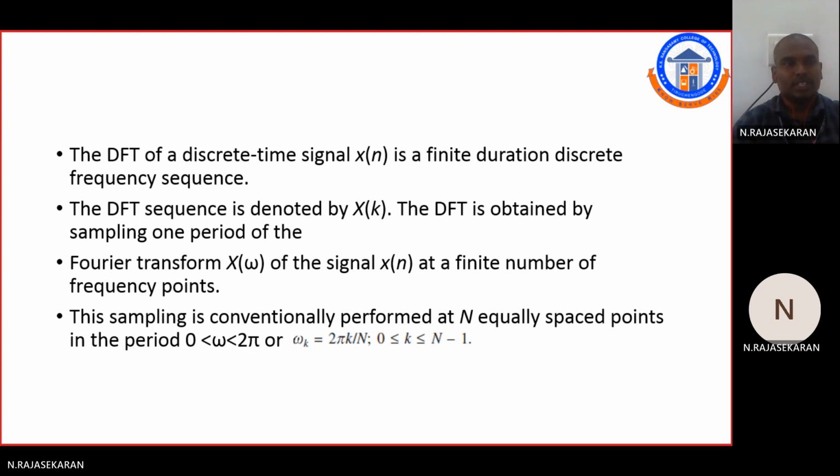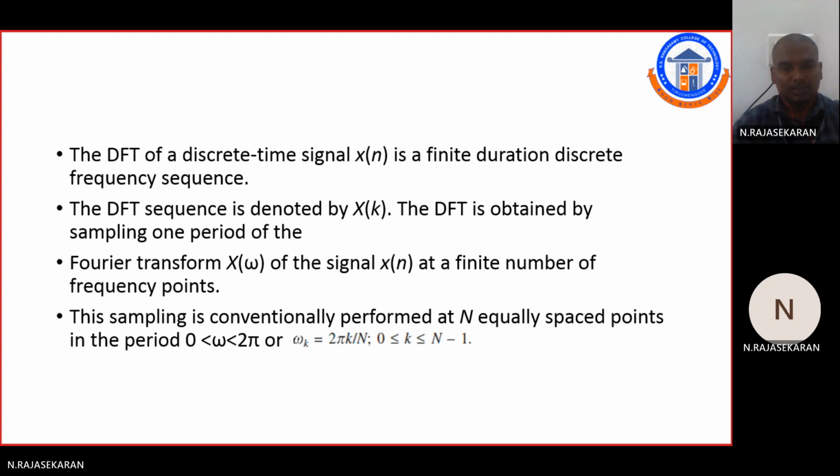Here we are going to take the sampling. From the name itself, you know it is a discrete time signal. Discrete time signal means we cannot represent all of the input signal, so we are going to sample it. We can take 50 samples at a time, or 500, or 5,000, or 50,000, whatever, depending upon the system operator. The Fourier transform X of omega of the signal x of n is taken at a finite number of frequency points.